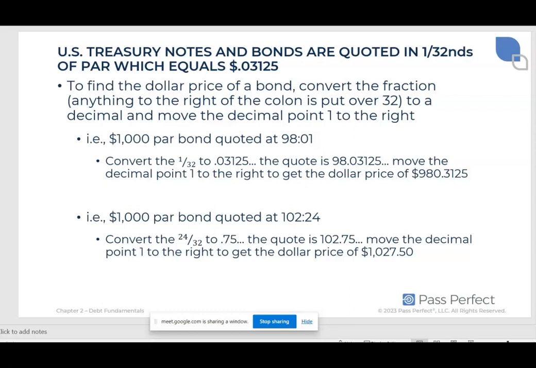Since it's understood that they're quoted in fractions of a 32nd, they quote a whole number and then a fractional number, but it's always known that it's a fraction of a 32nd.